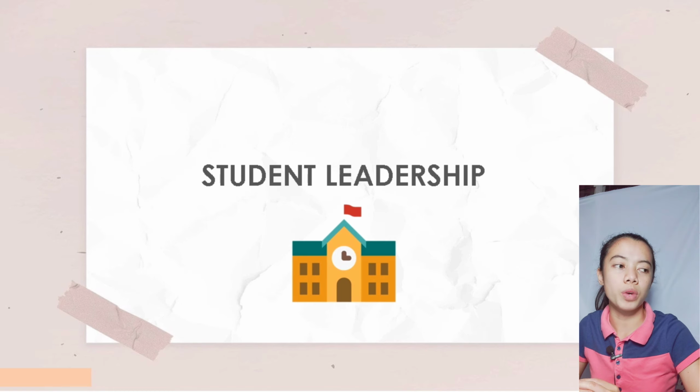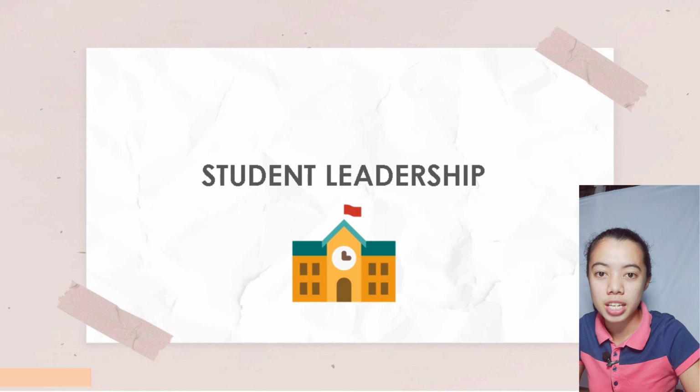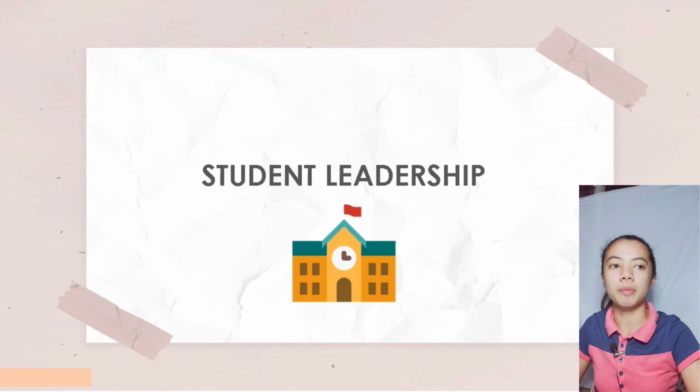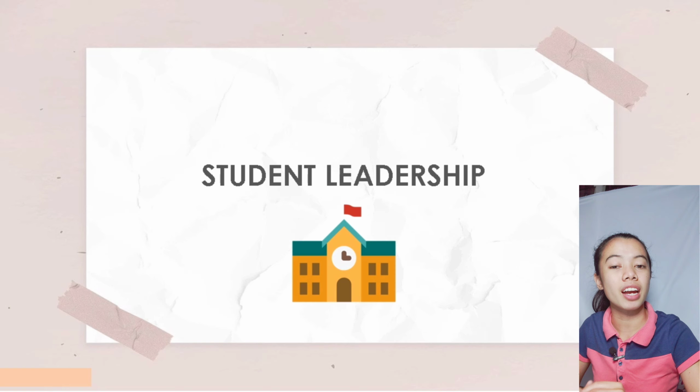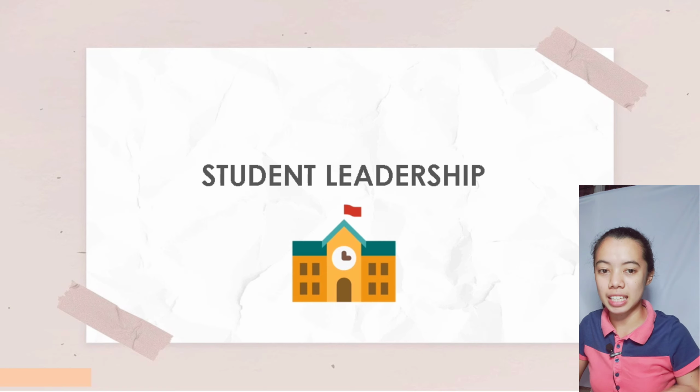So examples, we have mga SSG or SPG, or like mga presidents schools. Others are not born as leaders, but they learn, and they still continue on learning, and they are eager to learn. That's why it is really good to have this motivation to learn new things, because leadership doesn't only focus on being a leader, but also on how you stand for yourself.